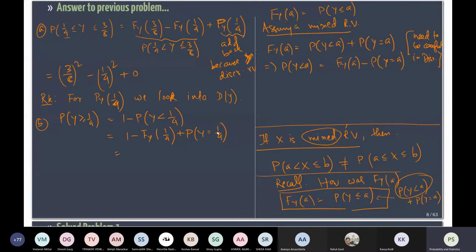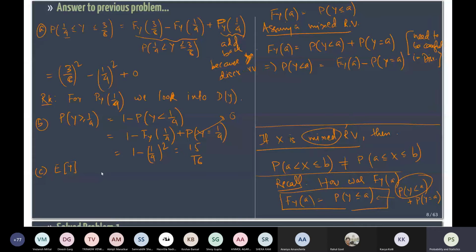Again, this guy is anyway going to be 0, right? So this is 1 minus (1/4) squared. So this is like 15 over 16, right? 16 minus 1, so 15 over 16. This is the answer for B, and the answer for C is to find the expectation of Y.